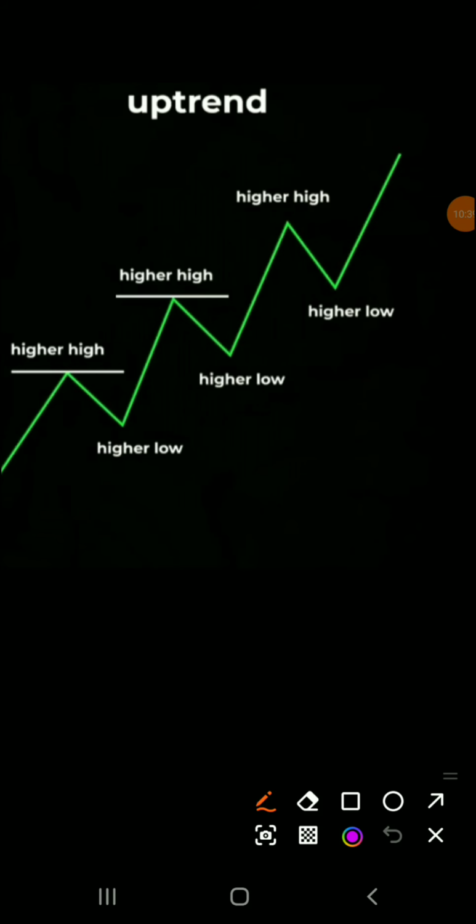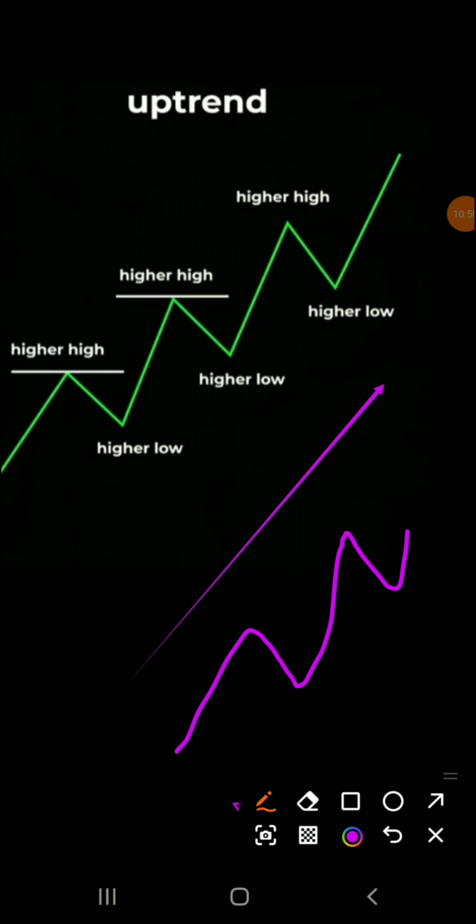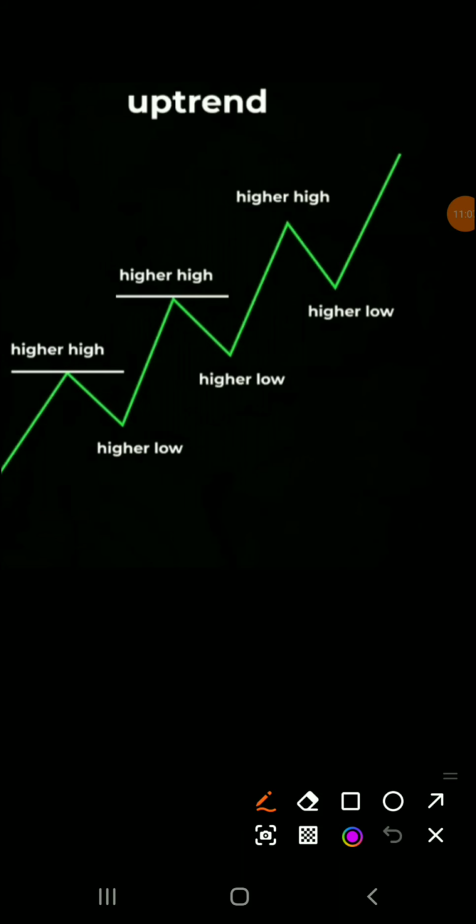So let's take this uptrend as an example. During an uptrend, the market doesn't just move straight up. It has a structured way of making higher highs and higher lows, until it gets to a point where it's going to grab liquidity, just like it formed right here. Let me illustrate for you. This is a higher high and then a higher low, and another higher high and a higher low.